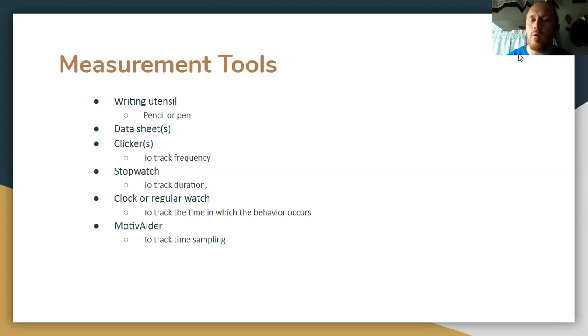Stopwatch or a clock or a regular watch. This could be very beneficial, especially for duration data, especially if you're moving around a lot with the student or child. You may not have a clock outside. So if that student were to flop on the floor, you would be able to track that with the stopwatch or the clock. And finally, a motivator, which is just basically a time device.